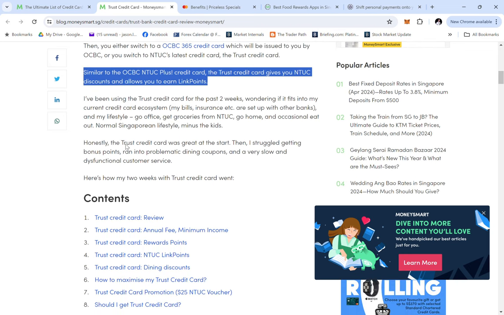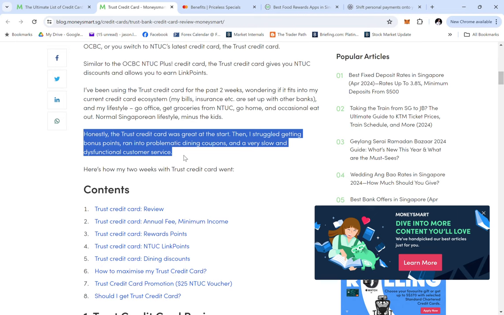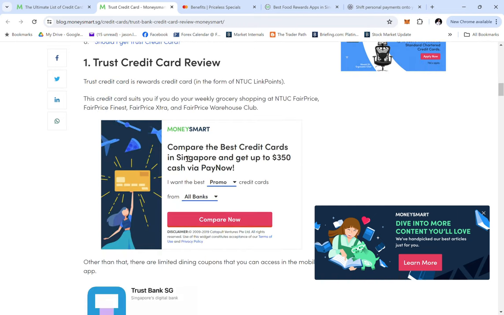It's a pretty okay card to use, but the bonuses and the dining vouchers can be a pain to work on. All right, so let's look at the review on this.